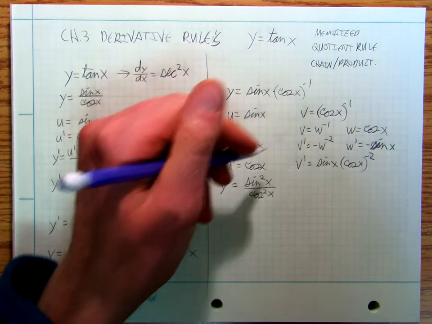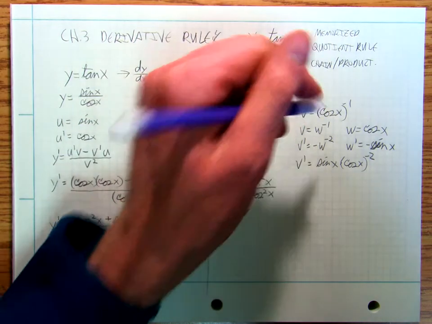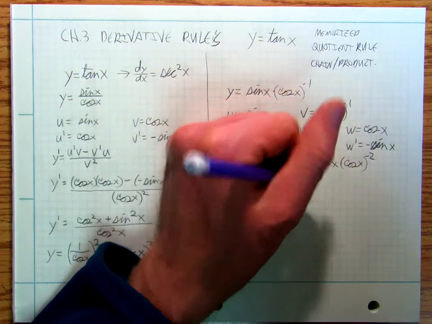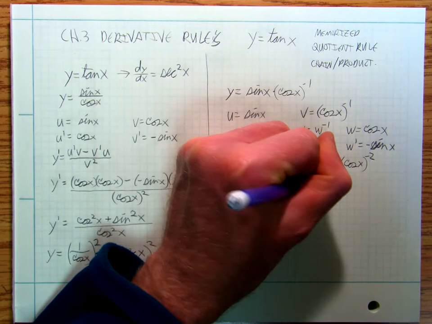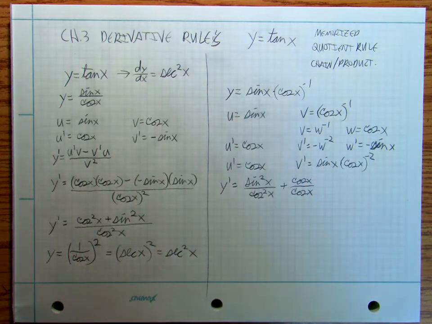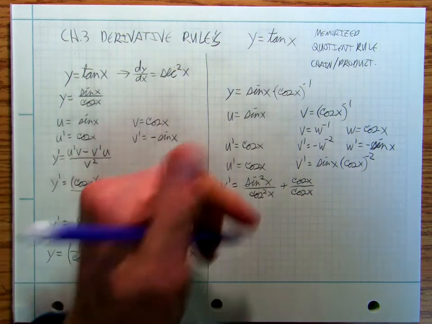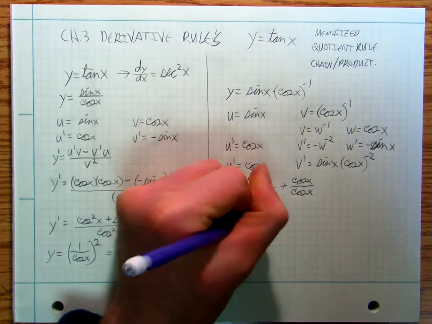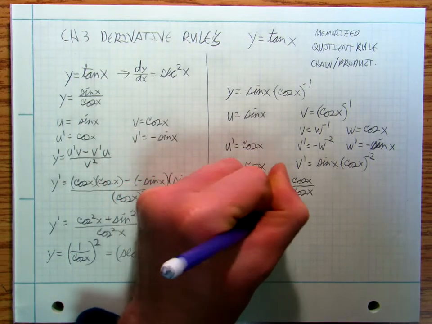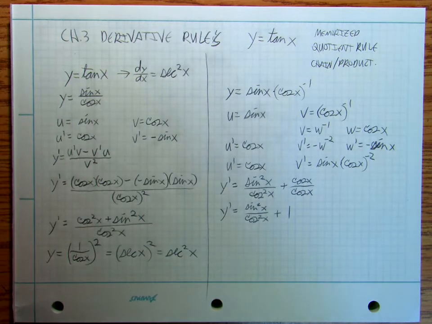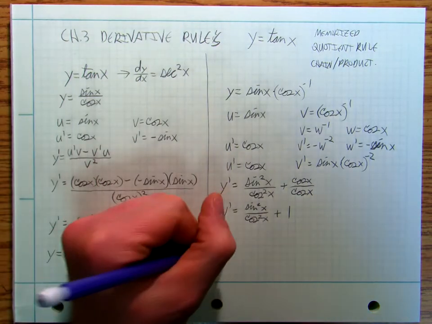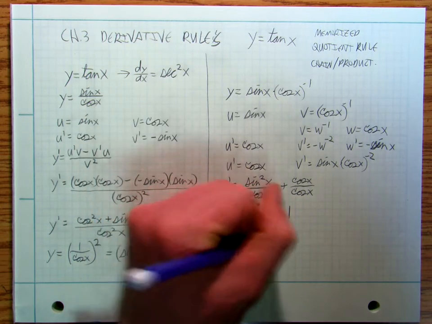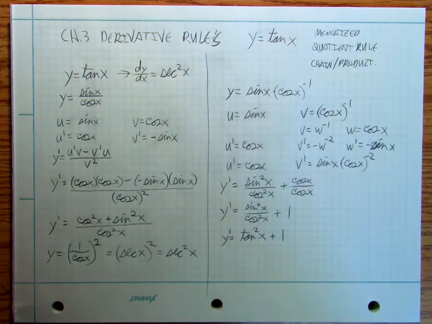And then this times that is cosine x over cosine x. And so we have y prime is equal to sine squared x over cosine squared x plus 1. Now this isn't looking the same, but it is the same. This is tangent squared x, and this is 1.